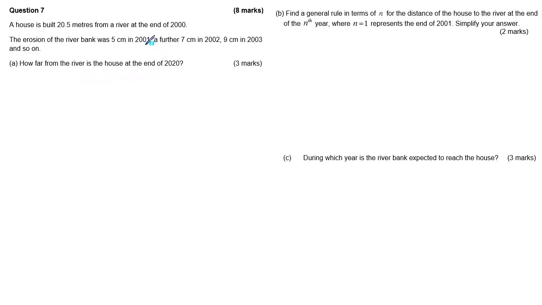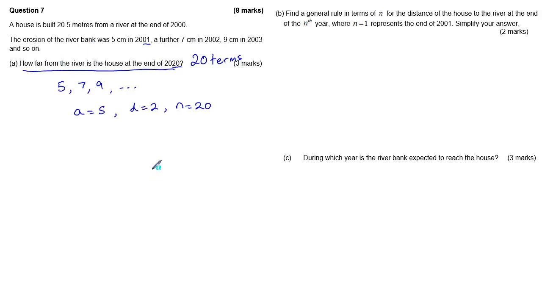So if the first lot of erosion is 2001, and we're looking at 2020, we're looking at 20 terms in our sequence. And it goes 5, 7, 9, and so on. So a is 5, d is 2, and n is 20. And we're going to want the sum because we're looking at the cumulative erosion.